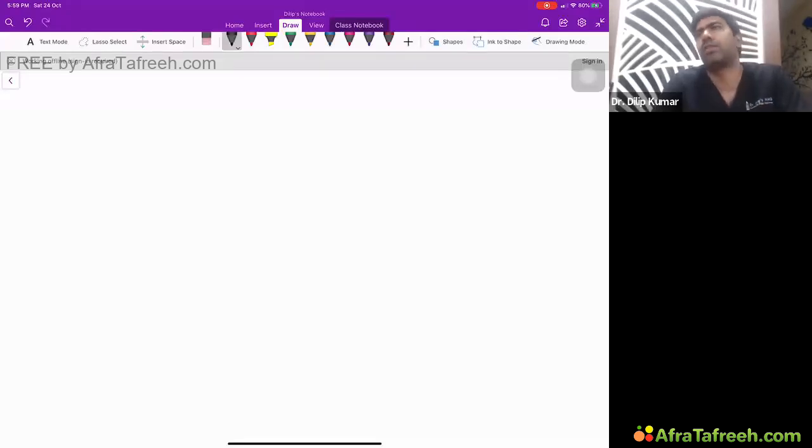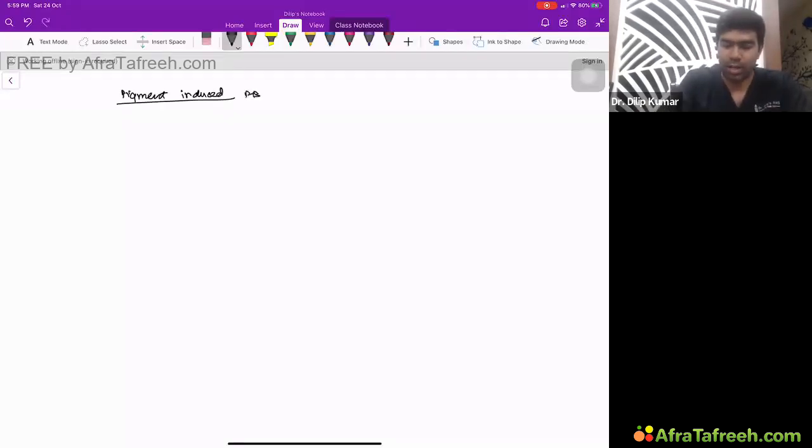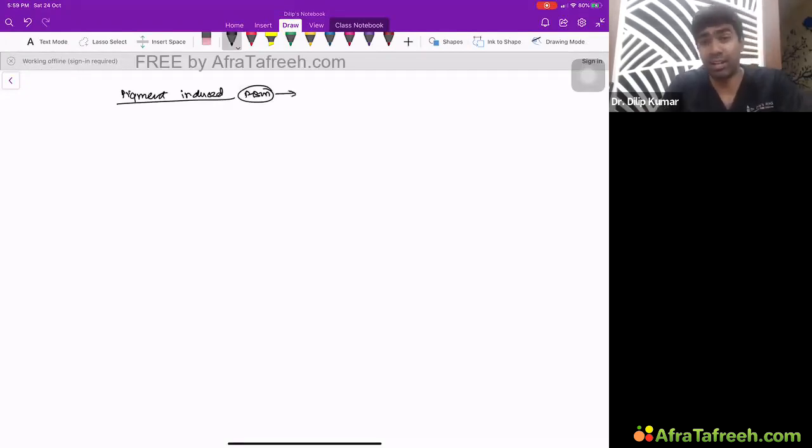So let us first finish off the pigment-induced nephropathy. Pigment-induced nephropathy. So typically we are talking about rhabdomyolysis here, RBM. Here the pigment is myoglobin that is causing the problem. Usually rhabdomyolysis will have some underlying cause.